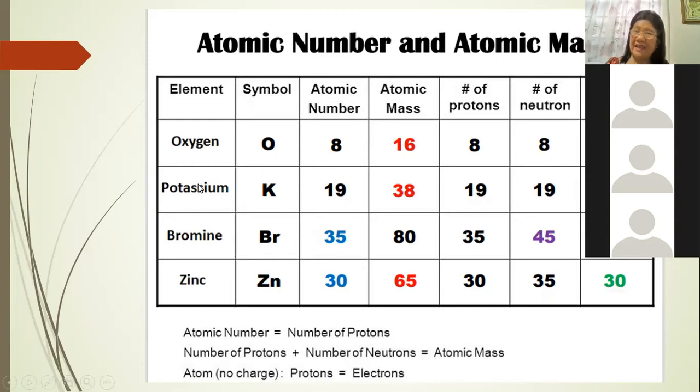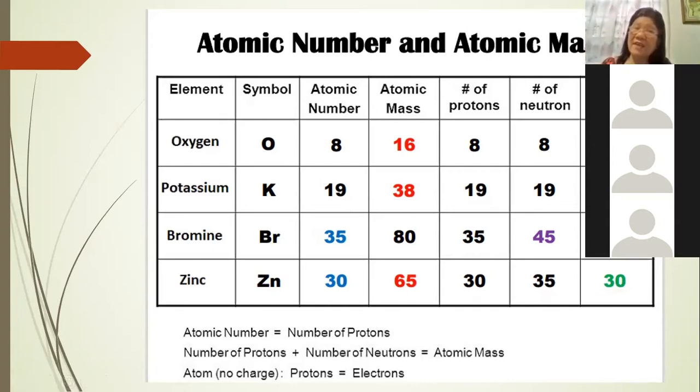For potassium, K, the atomic number is 19. Where did we get this? In the periodic table, above the potassium. The atomic number is 19. The atomic mass, below the potassium, is 38.